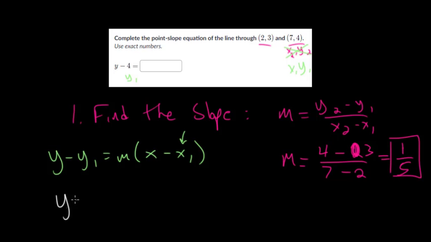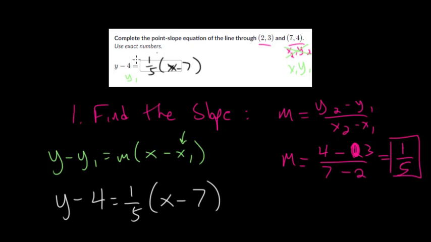So we have y minus 4, that's our y1. And so that tells us we're using this point. And then we have m, which is 1/5 times x minus x1. And since we used the y value of 4, we have to use the x value of 7. We have to use this point. You can't use a y value of 4 and then choose this x value from the other point. So we have x minus 7. And this is actually it. You'd be able to stop here. So in the box, you would just write 1/5 times x minus 7 when you actually do the exercise on Khan Academy.